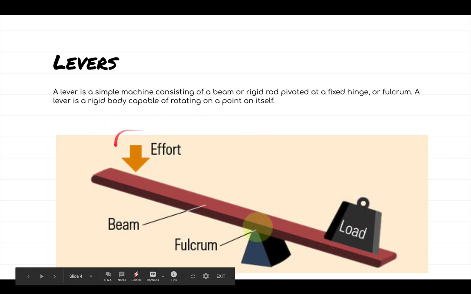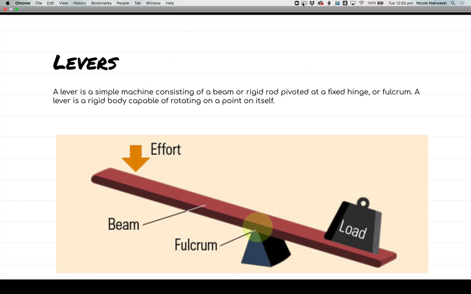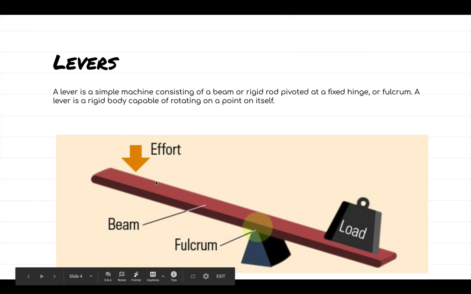And then you have the effort on the other side. The effort is the amount of force required to actually move the object. So, I've got the fulcrum here, I've got a beam, I've got the load, and I have the effort.